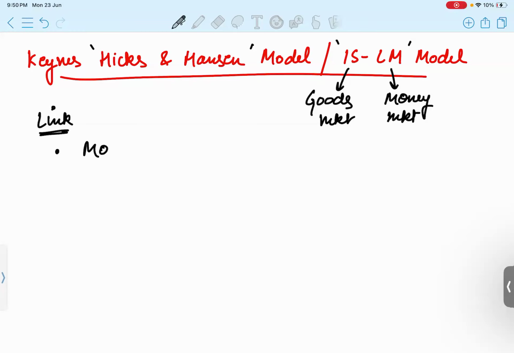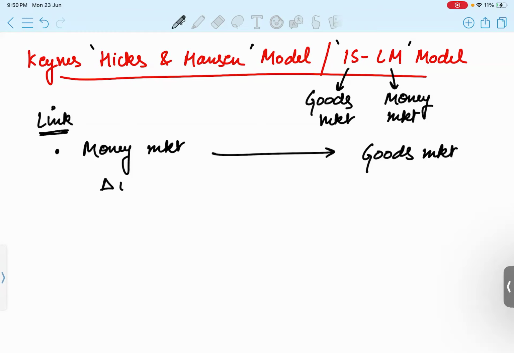When it comes to the link between these two markets, we have only a one-way relationship, where we see that the money market influences the goods market. How does that happen, what is the process behind this? In the money market, the variable that is changing is the rate of interest.